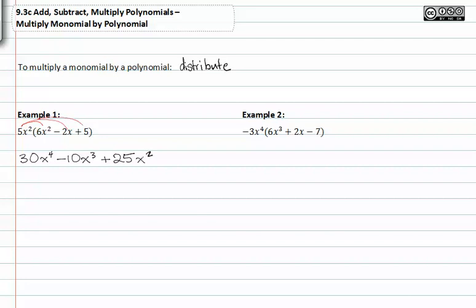Notice, it still comes through to each term on the inside, even though there's no x here. Notice that there are no like terms here, so our expression is completely simplified.